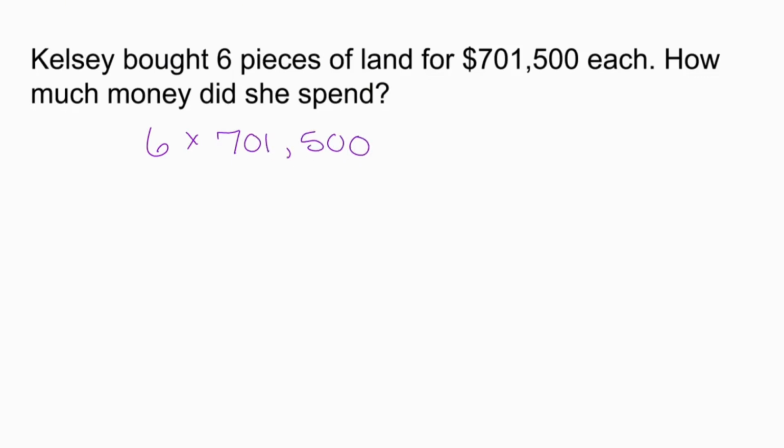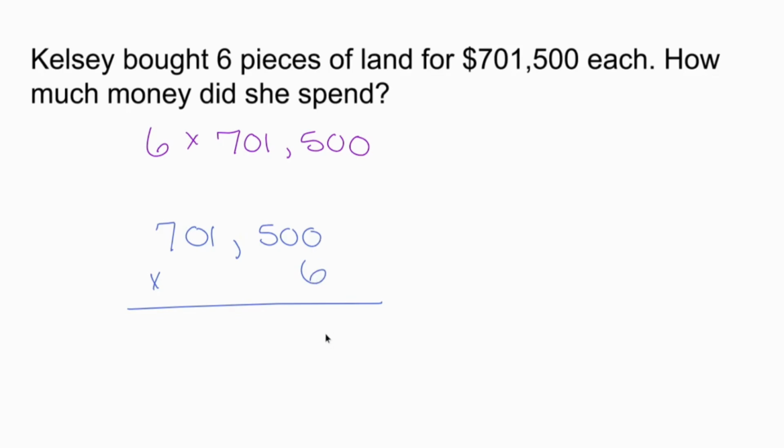$701,500. Now I'm going to set this up using the standard math algorithm, but I'm always going to put my larger number up top. You're allowed to do that. 701,500 times 6. Now when we multiply, we take our digit, we multiply it to every digit up here, remembering that we might have to carry over a few times.